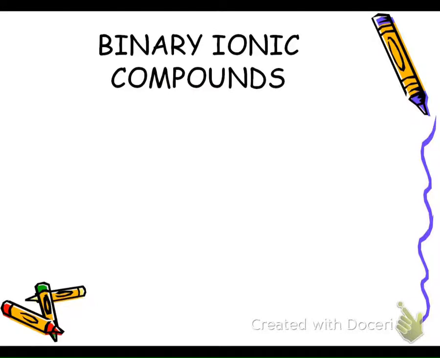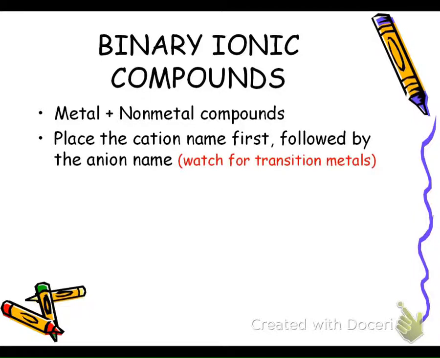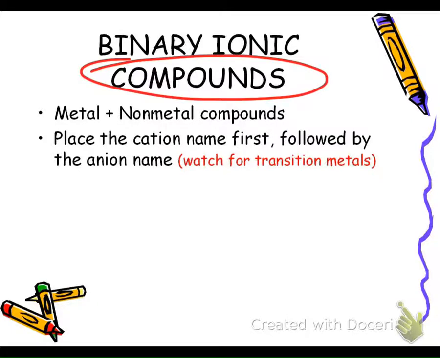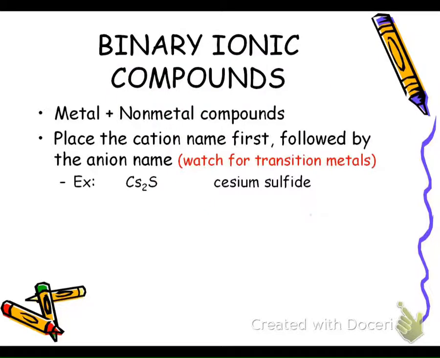So, what do we mean by a binary ionic compound? Binary means 2, so it is a compound made of two different ions, a cation and an anion, so we're going to have a metal and a nonmetal in the compound. For writing the name, we would name the cation metal first, followed by the anion name. Since it is now a compound, we will drop the word ion that we had used when naming the cation alone and the anion alone.